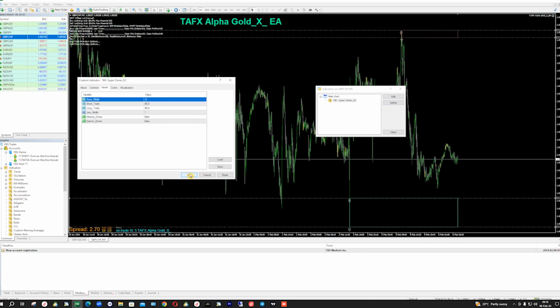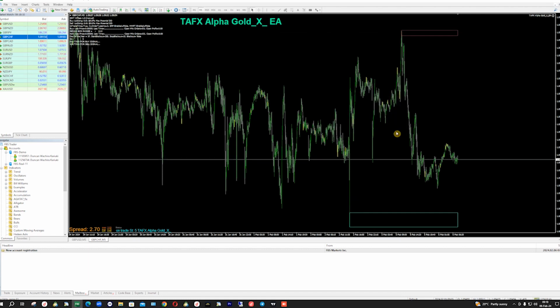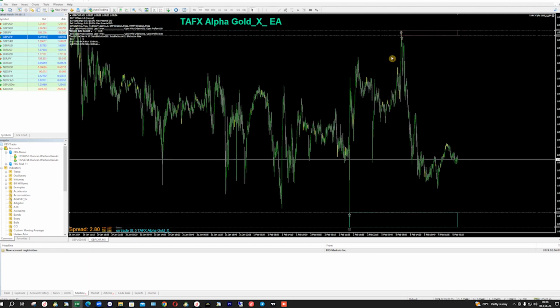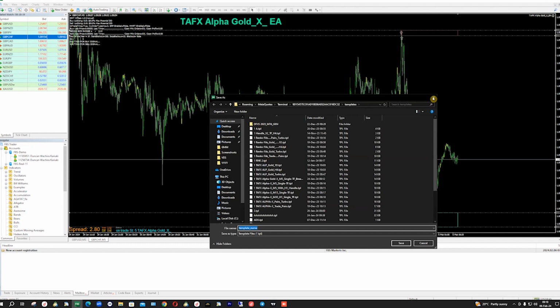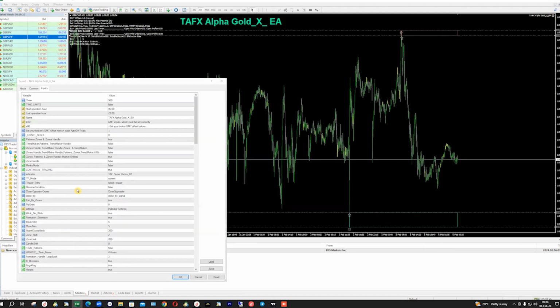Let me click OK here. Now this is 48.8. If you make any changes here, we don't post the auto trade. This one is good. You can save it and rename the templates the way you want. Also in MT4, there are no settings in AlphaGold that you're going to set up there, because we are using the Super Zone X2.